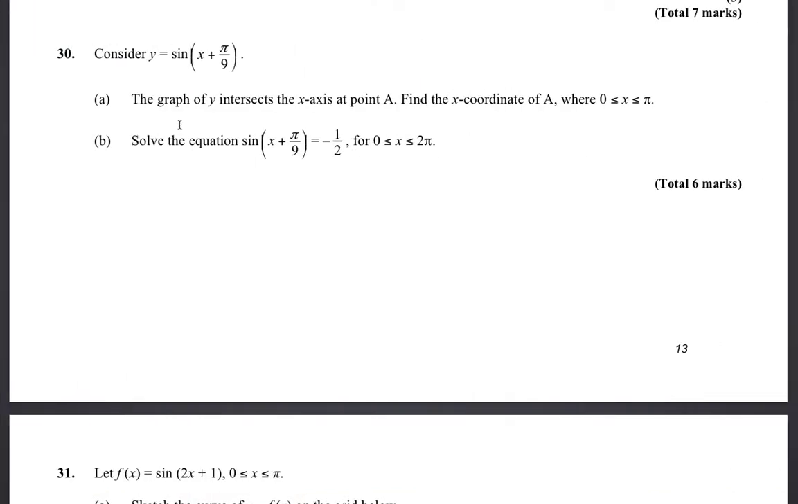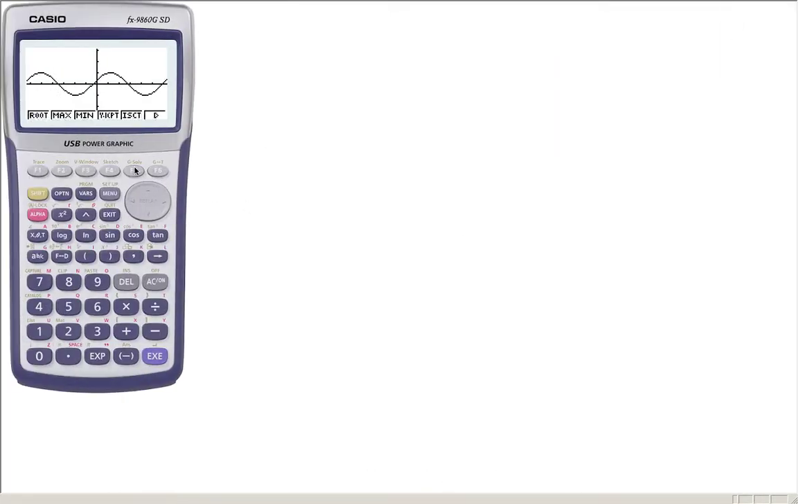So sine of x plus pi divided by 9. Okay, I get this graph. Now, the first question is, it intersects x-axis at point A, find the x-coordinate of A. So, G solve root.